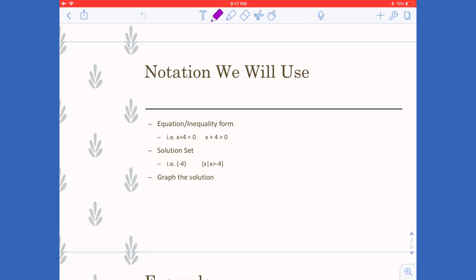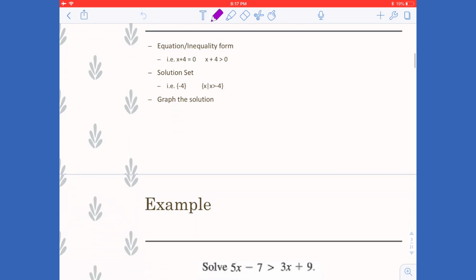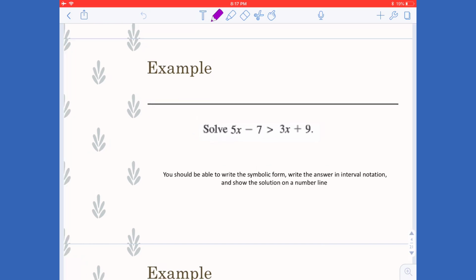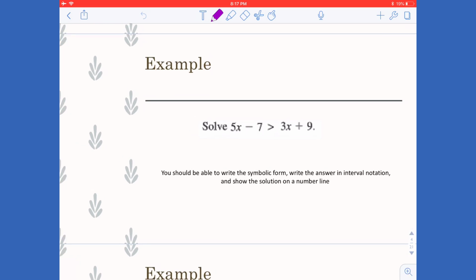And then the very last representation and notation we'll utilize is graphing on a number line. So we'll use a combination of open and closed circles and shading on our number line to represent the solution set. I have an example here: 5x minus 7 is greater than 3x plus 9. You want to be able to write this in symbolic form, interval notation, as well as show the solution on a number line.